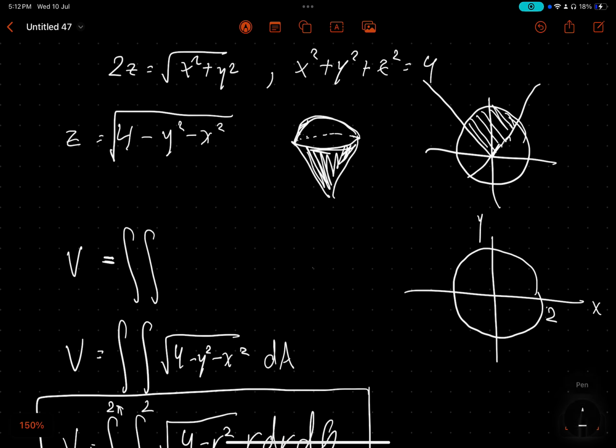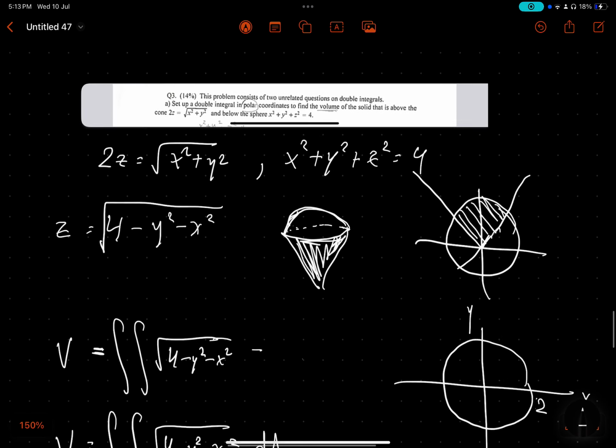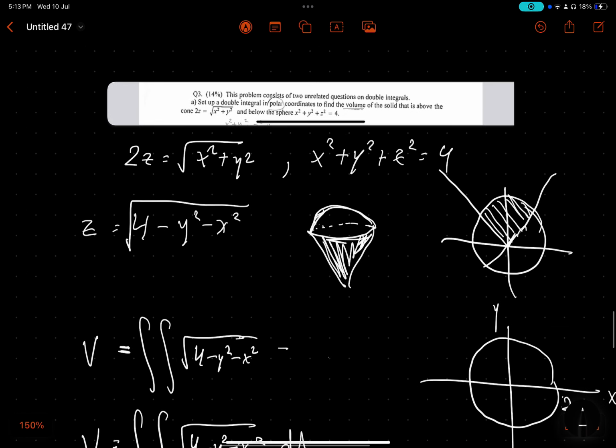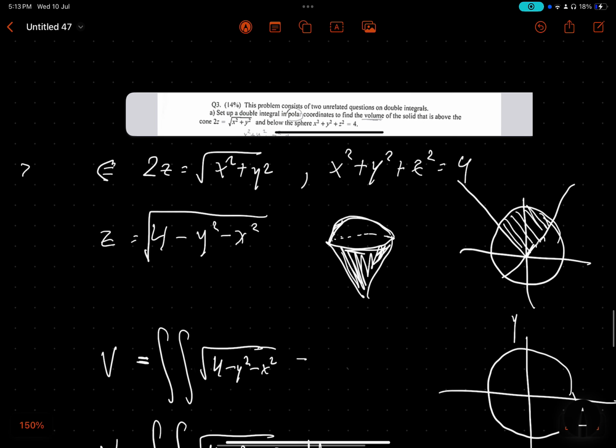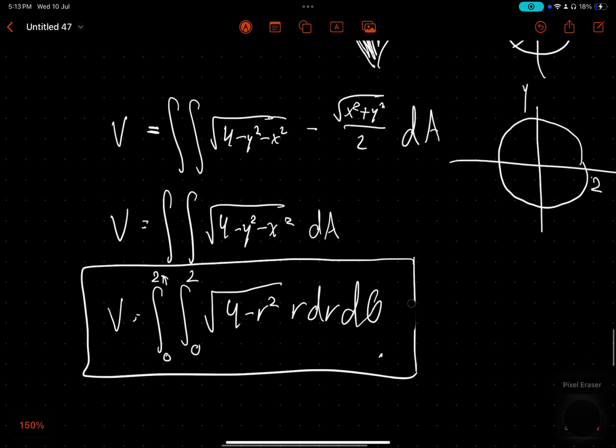So what is the upper part? We have the upper part to be the sphere, and the equation of the sphere we found, which is the square root of 4 minus y squared minus x squared, minus the equation for z of the lower part, which is the cone. So this basically becomes z equals the square root of x squared plus y squared all over 2, so minus the square root of x squared plus y squared over 2, dA. So yeah, we were almost there. We just needed to also add the cone.